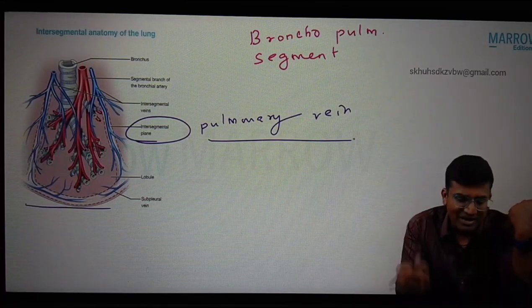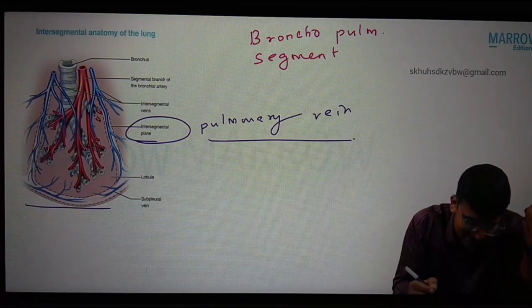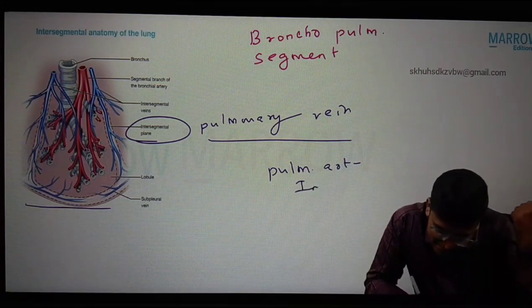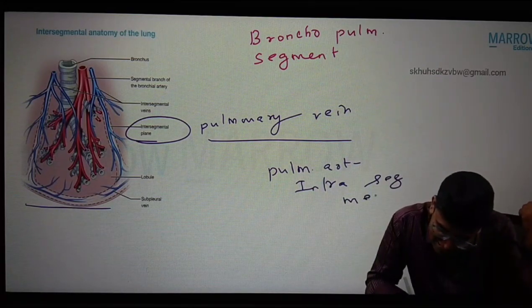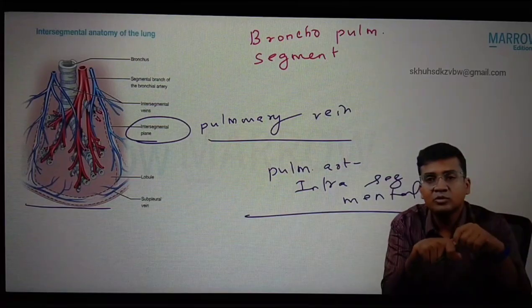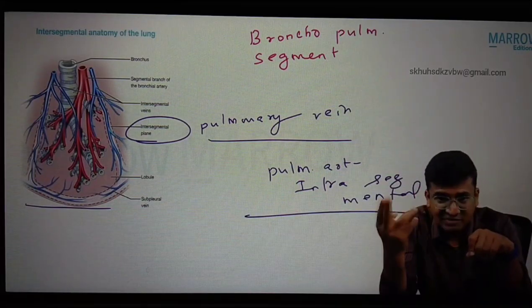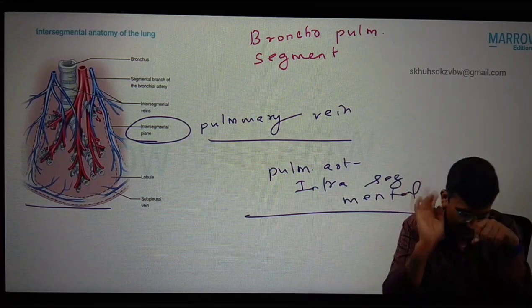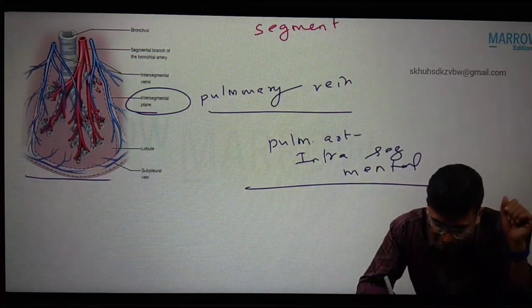Okay. Now what about the pulmonary artery? Pulmonary artery is intrasegmental. Pulmonary artery intrasegmental, pulmonary vein intersegmental. Clear? Right.